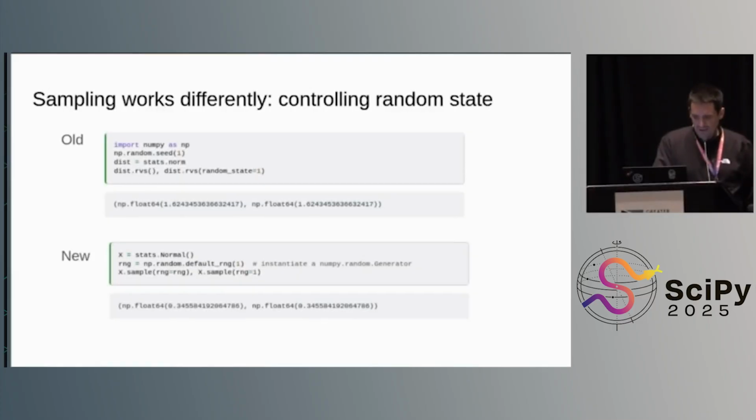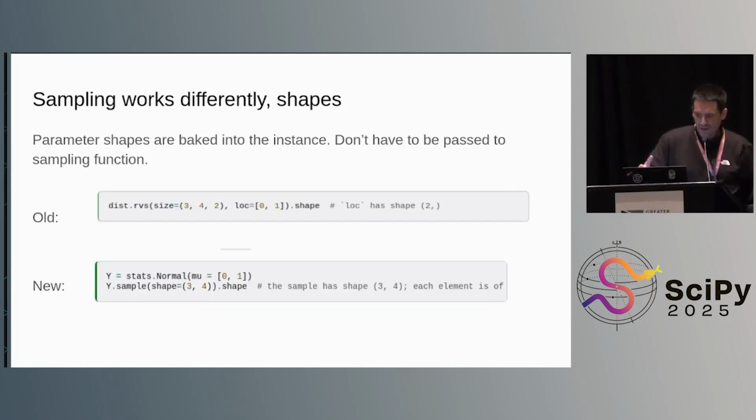It can just be passed into the sample method of these instantiated distributions. You could pass in an integer, which will instantiate a random number generator. If you don't pass in anything, it doesn't use a global random number generator. It uses the default random number generator. That's standard NumPy stuff.